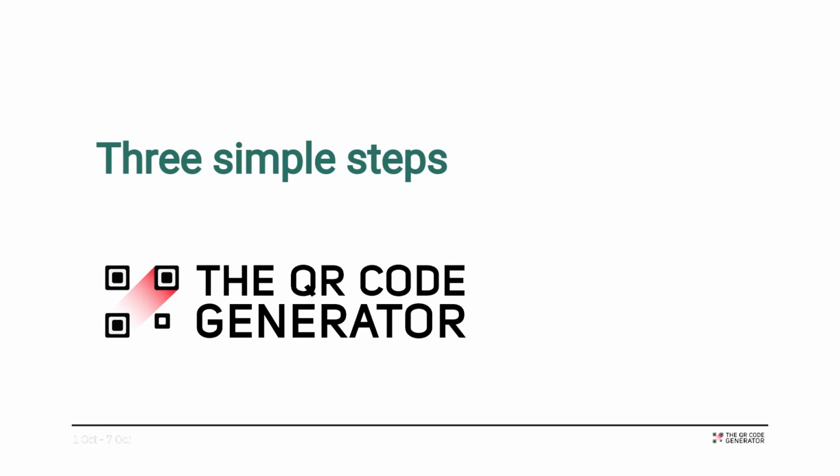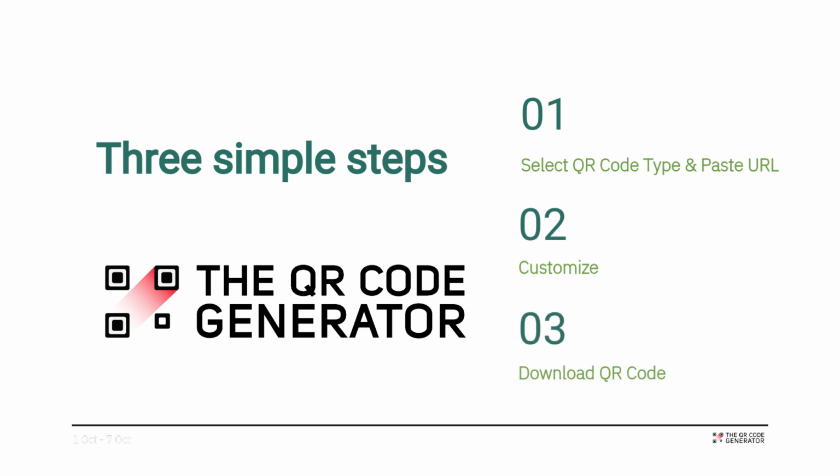To generate a QR code through the QR Code Generator tool, you simply need to choose the QR code type from the TQRCG widget and paste your URL. You can customize your QR code to adjust color and shapes, and finally, download your QR code to your device.